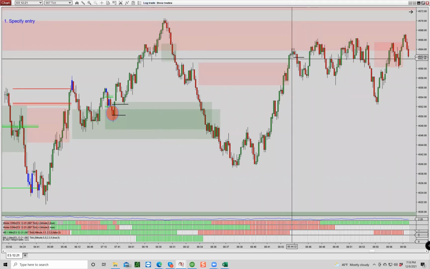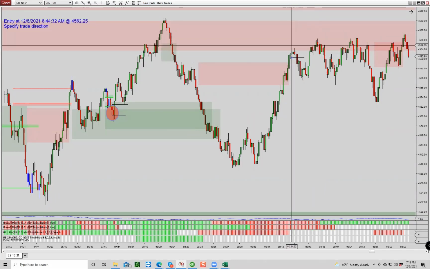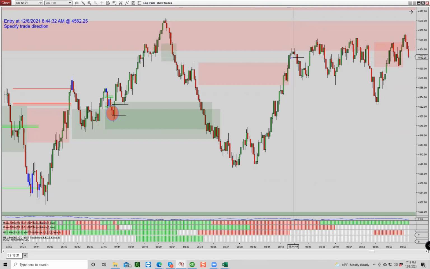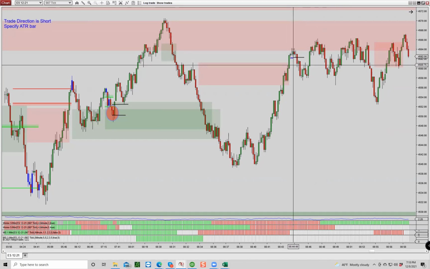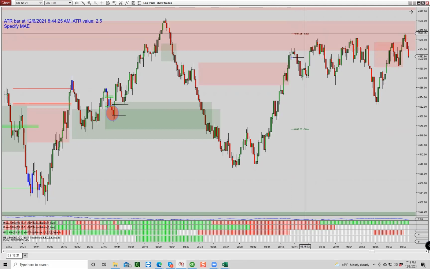So my entry is going to end up being, so here's my signal bar. There's my entry at 45.62 quarter. I'm going to be short. So that's what this trade potentially would look like for me. All right.